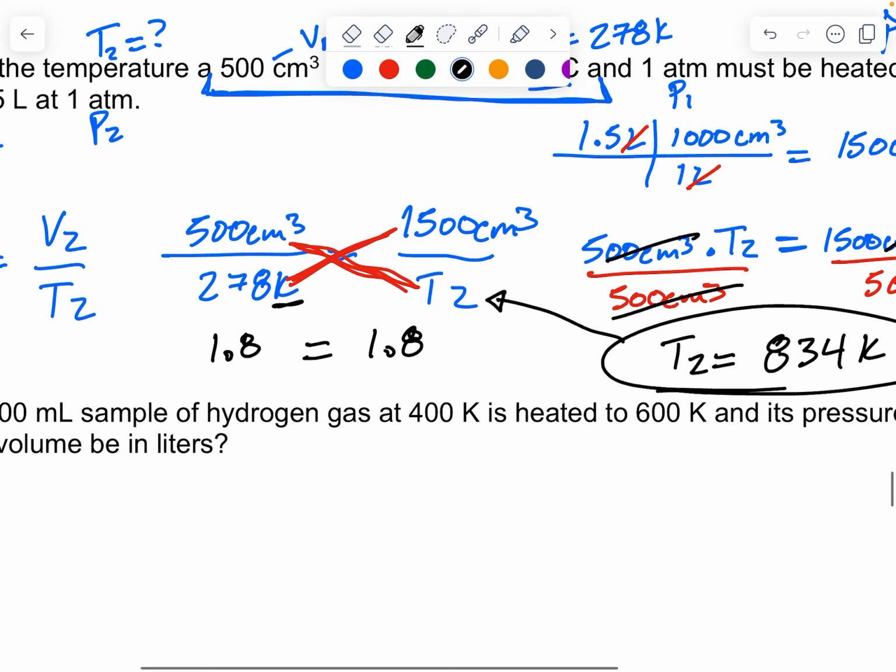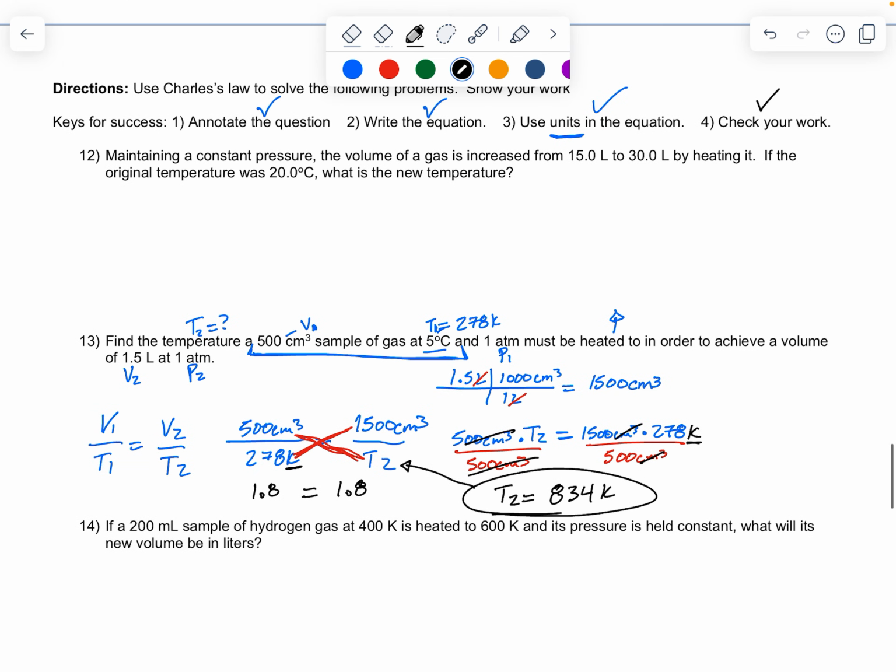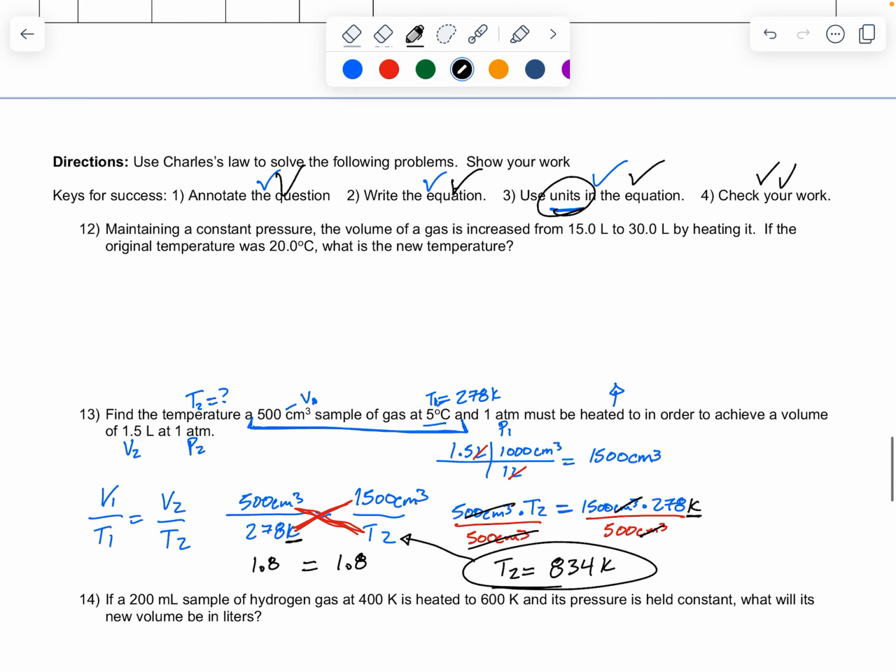I know I didn't make a mistake algebraically, and so if you do those things, you annotate, you write the equation, you use the units. That'll prevent you from making a mistake where you have liters over here and centimeters cubed over here. And then at the end, if you check your work, if you do all those things, you're going to have a very, very, very high likelihood of getting the question right, which translates into a very, very, very good grade.